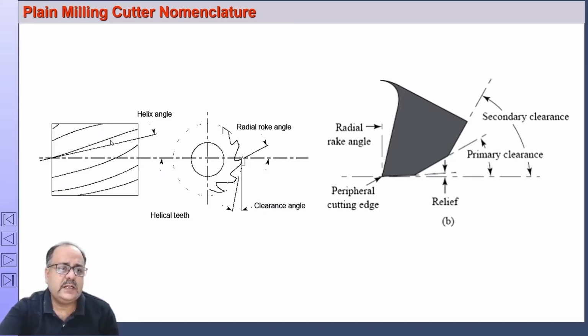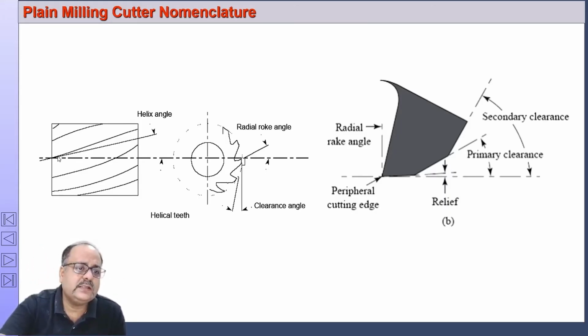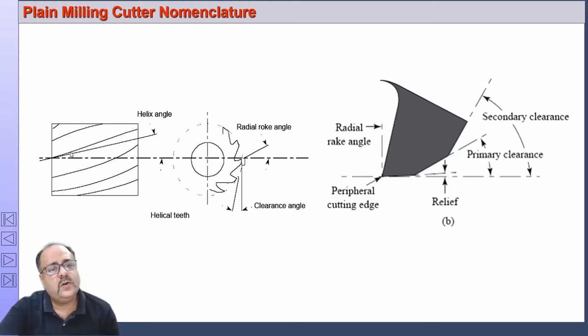Helix angle is measured as the angle between a tangent to the peripheral cutting edge and the plane containing the axis. This angle is called the helix angle. When you look radially, at the point of intersection of the axis and the tangent, that is the helix angle. These are the geometry of a plain milling cutter.